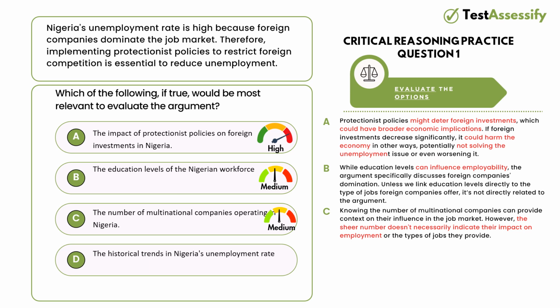Now let's consider option C as a criteria, which is the number of multinational companies operating in Nigeria. Let's analyze this. Knowing the number of multinational companies can provide some context on their influence in the job market. However, just having the number doesn't necessarily mean that their impact on employment is great, or that the types of jobs that they provide lead to unemployment. So it is a bit relevant to evaluate the argument. However, I'll rate this as a medium.